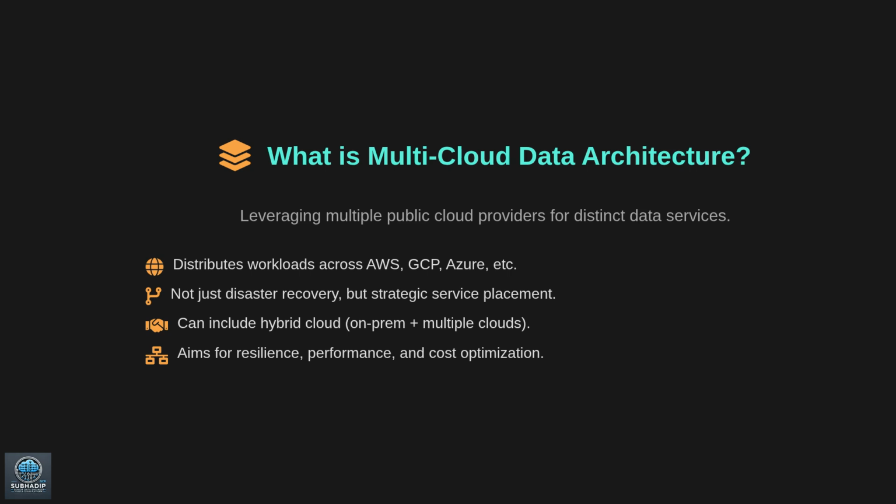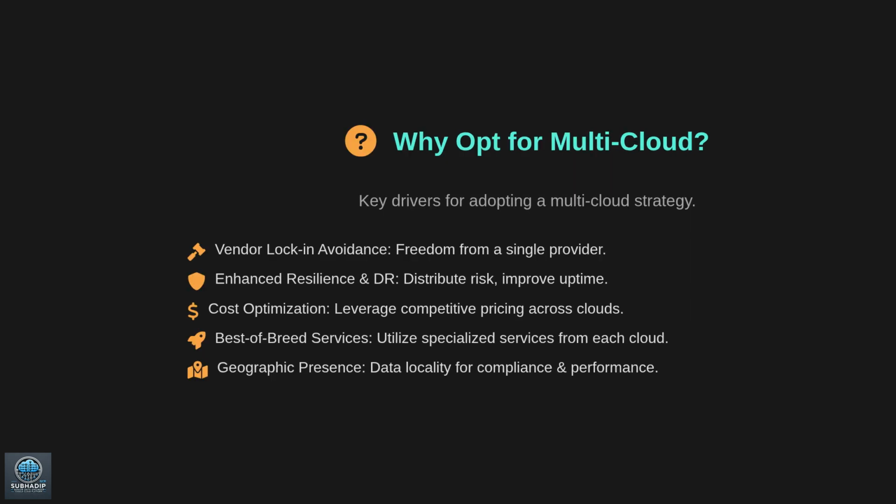It is a strategy where an organization utilizes services from multiple public cloud providers, like AWS, GCP, and Azure for different aspects of their data infrastructure. This goes beyond simple disaster recovery, focusing on strategically placing workloads to leverage each cloud's strengths. It can also include hybrid cloud scenarios, integrating on-premise systems with multiple cloud environments to achieve resilience, optimal performance, and cost efficiency. So, why choose a multi-cloud approach?